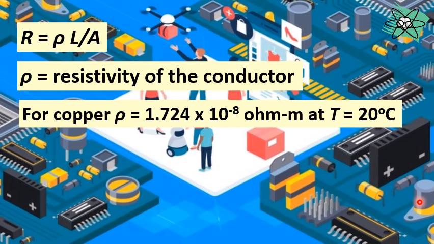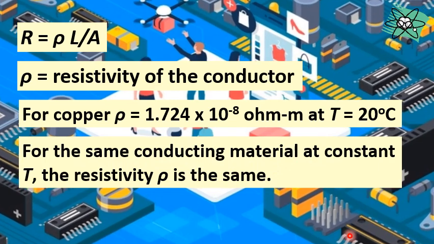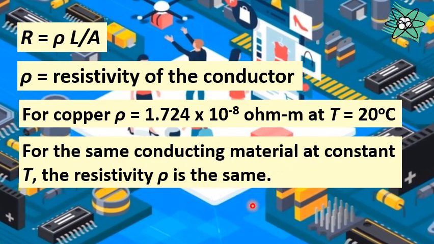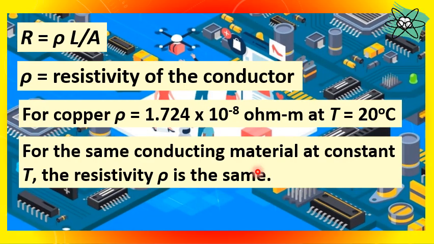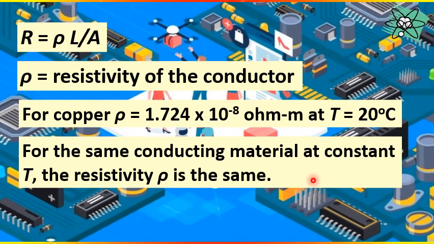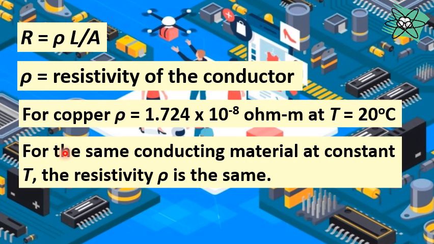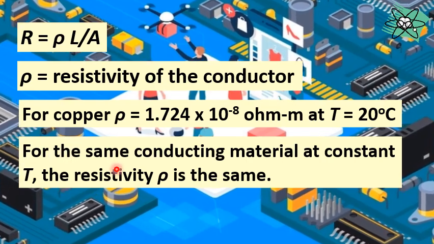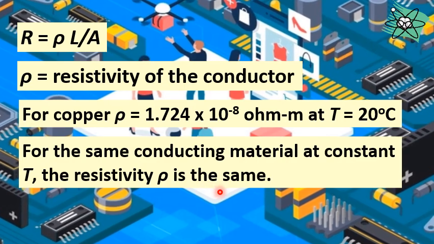So in the question, which says that the same copper wire, but with varying lengths and cross-sectional areas or thickness, we say that at constant temperature, the resistivity rho is the same.